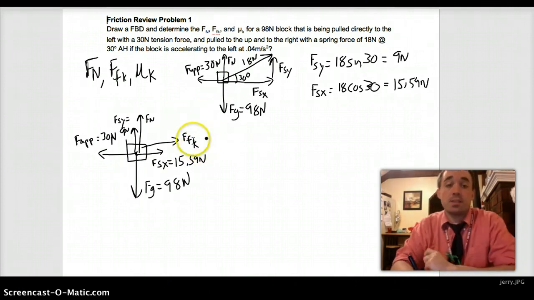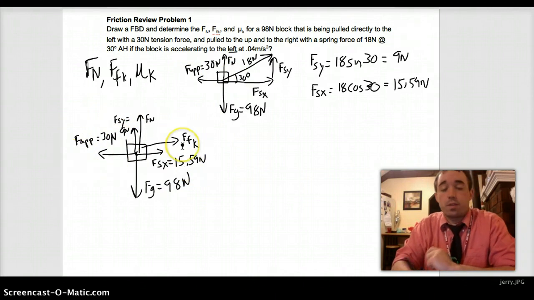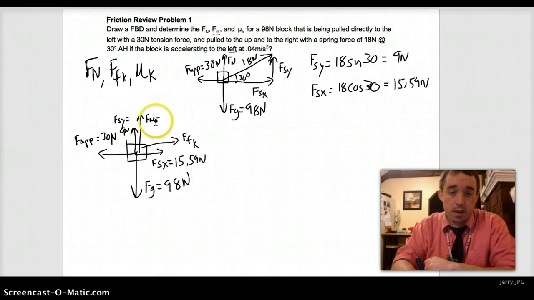The reason I know it's acting to the right is twofold. One, it's accelerating to the left, so that tells us that the motion's to the left, which means our kinetic friction has to be opposite that, to the right. But also, the applied force is greater than the horizontal spring force. This object wants to move to the left, so friction is going to oppose that, make it move to the right.